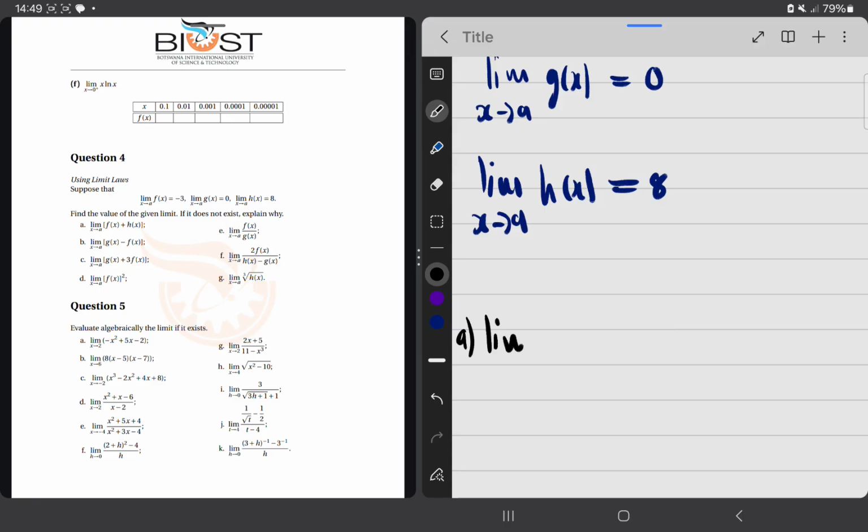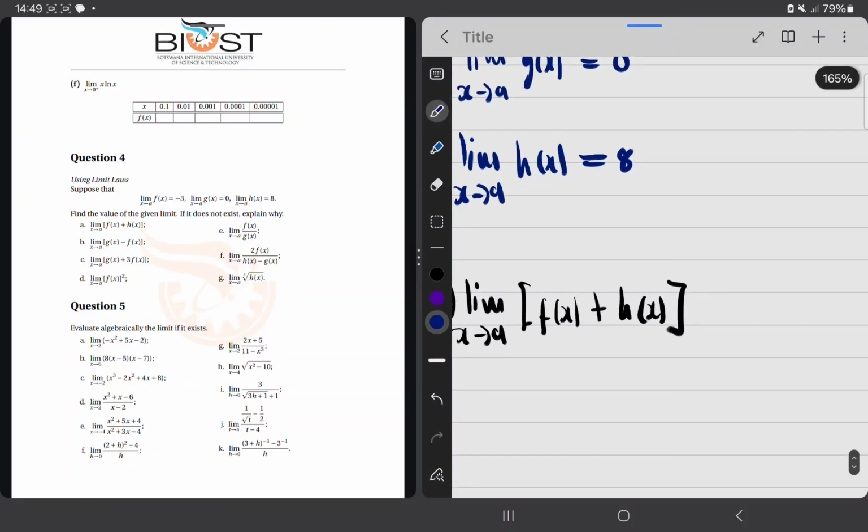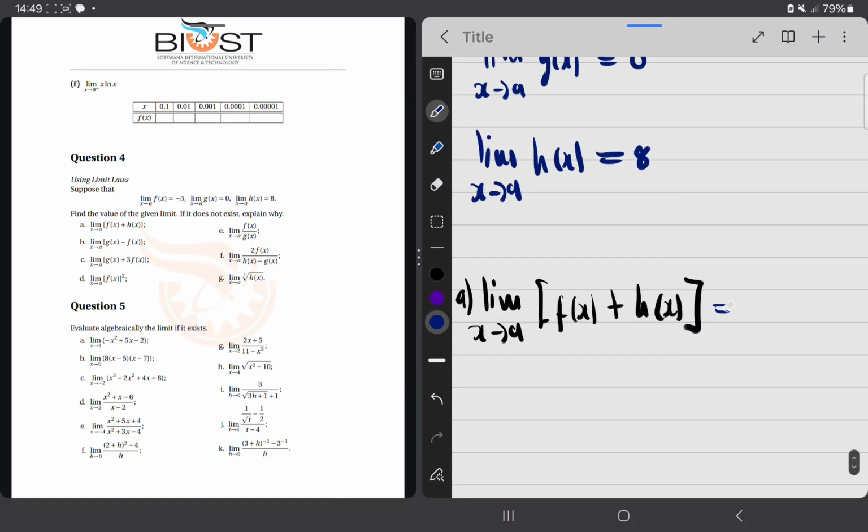So let's solve the limit as x goes to a of, in brackets, f of x plus h of x. They said we must solve, and if it does not exist, we should explain. So this is not even a problem. We know that there are things that make a limit not exist. Number 1 is if the denominator is becoming 0 and you have no way of fixing it. And number 2 is if you have the left and right hand limits and they are not the same.